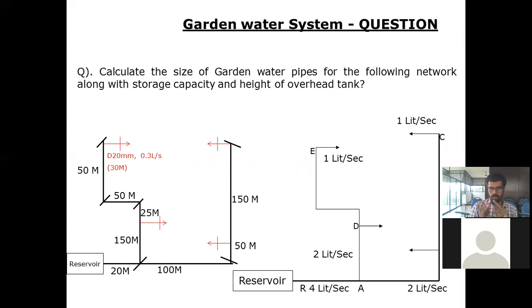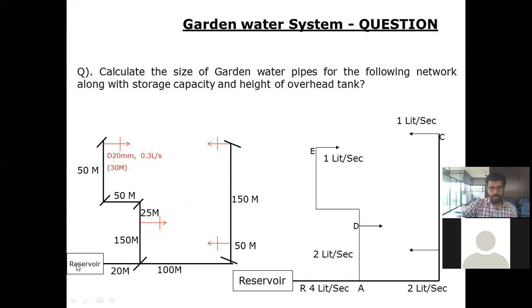Not only that, there are three things we have to know. One is the overhead tank capacity. Next, what should be the height at which the overhead tank should be placed in order to get proper pressure. Then the third one is the water pipe size. These are the important things, and if we know them, we can do any calculations. The main things in a garden system are the pipe size, the tank capacity, and the head, how much height it should be. So this is the reservoir or the tank.